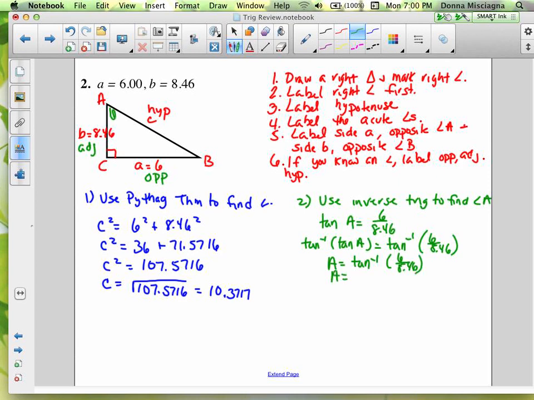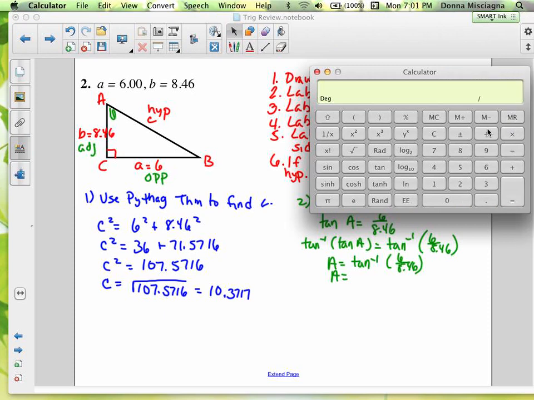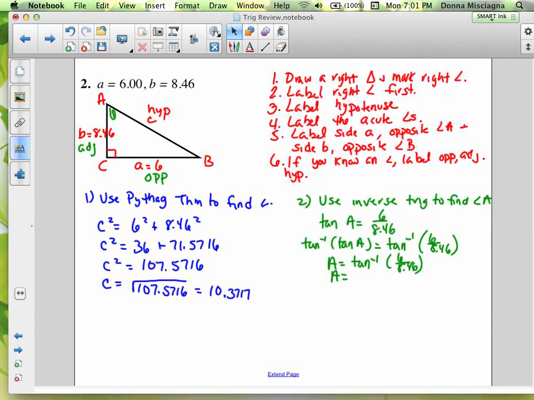And we are going to plug that into a calculator. So I have 6 divided by 8.46, and that equals, right? So that's the ratio. And now we want to find whose angle has that ratio. So I need arctan, not tangent. And that is a 35.35 degree angle.